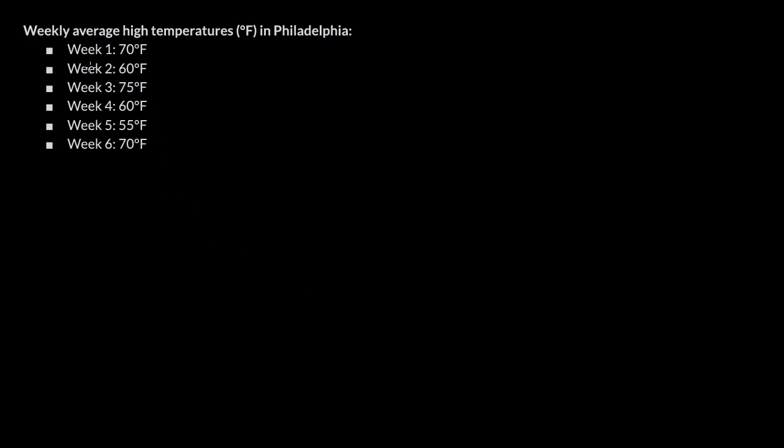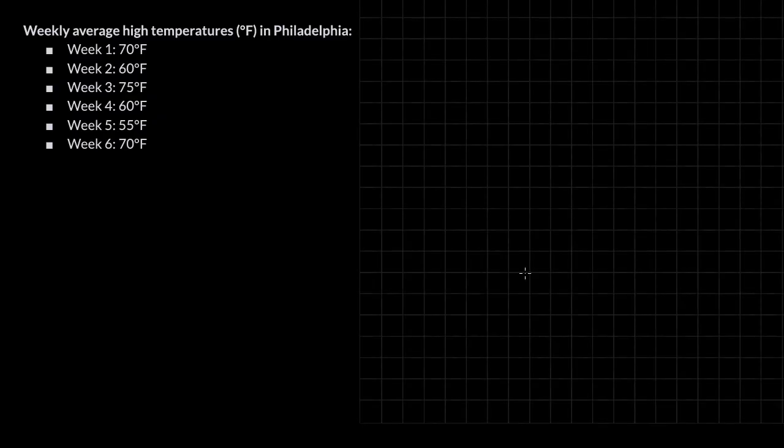So we have some data here. It says weekly average high temperature in Philadelphia. And what we want to do is plot this on a coordinate grid. Now to do that, let's get some graph paper going. All right, that'll make my grid a little bit more precise.